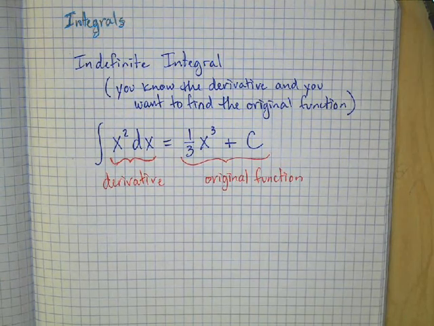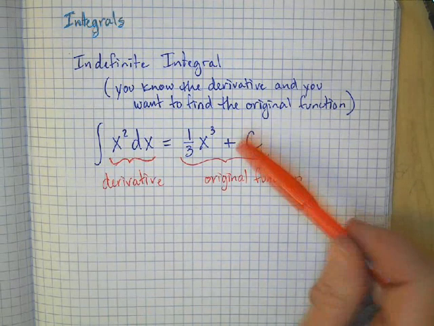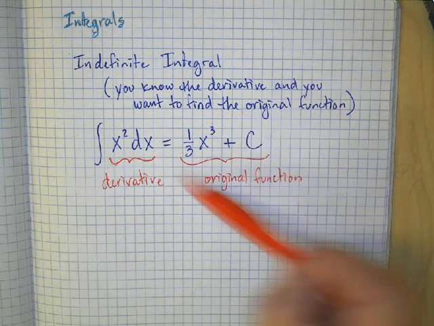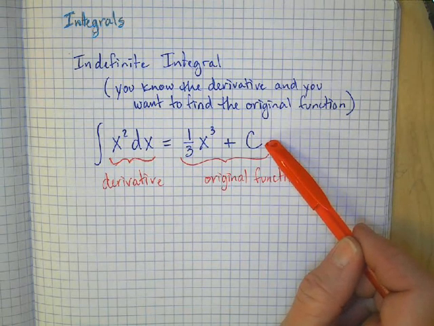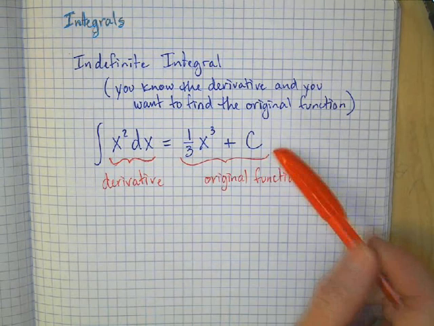And that's when we have this constant of integration that we have to put on there, because if we were to take the original function and take the derivative, if there is just a number over here, when we take the derivative, it disappears. So we don't know what it is.